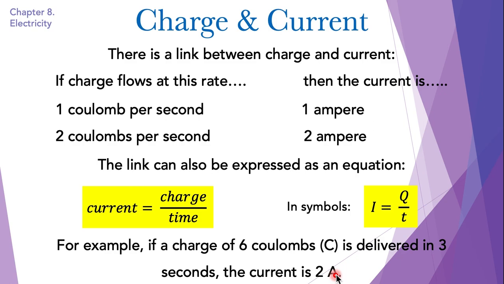So if the charge flows at 1 coulomb per second, the current is 1 ampere. So this is the equation we use to express this link. Current is equal to charge upon time. The charge gets divided by time and we get the current. So we can also rearrange this equation to get other values like the charge and the time.